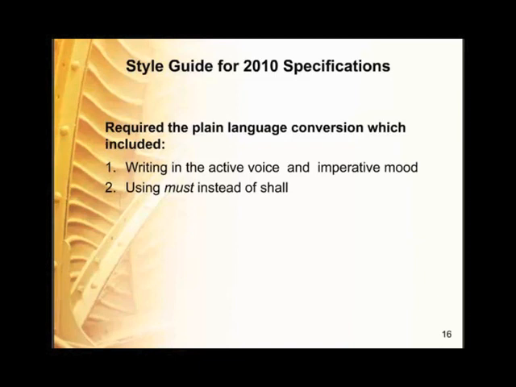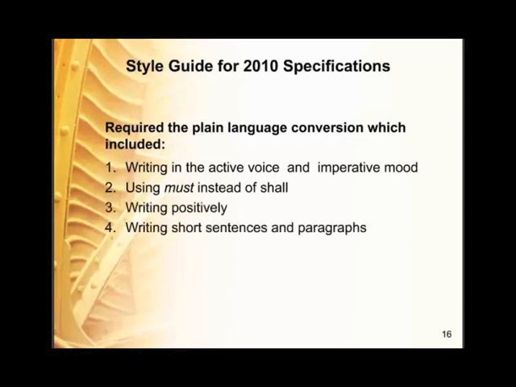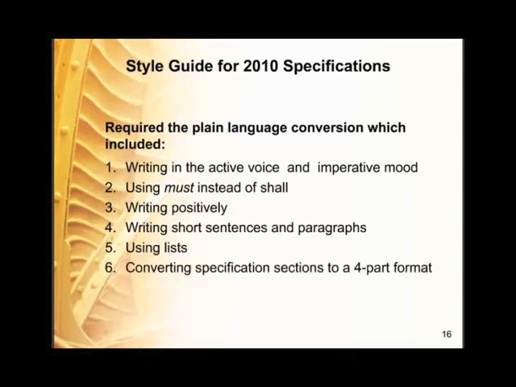Item 2, using must instead of shall. Item 3, writing positively. Item 4, writing short sentences and paragraphs. Item 5, using lists. Item 6, converting specification sections to a four-part format.